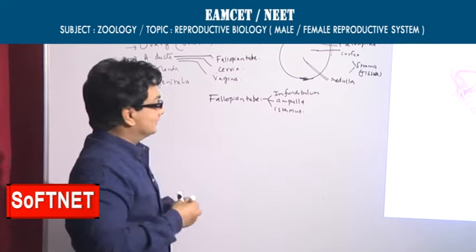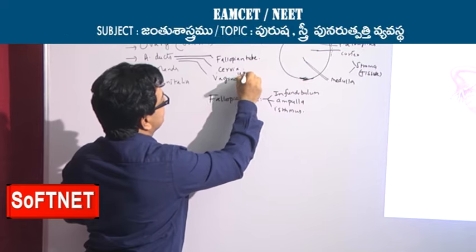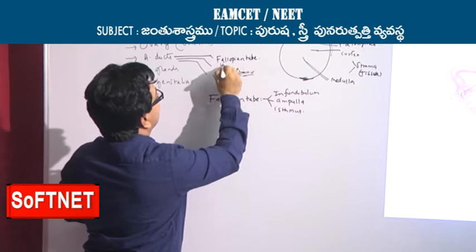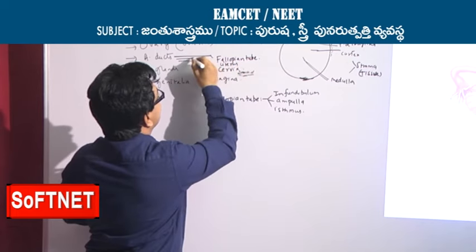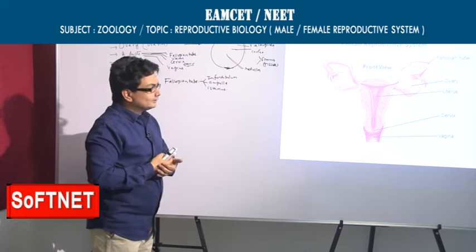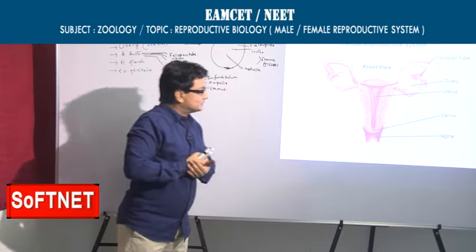I'm sorry, I forgot the word called the uterus. This is the fallopian tube, and that is followed by the uterus, and that is followed by the cervix, and finally the vagina. So this is uterus, cervix and the vagina.